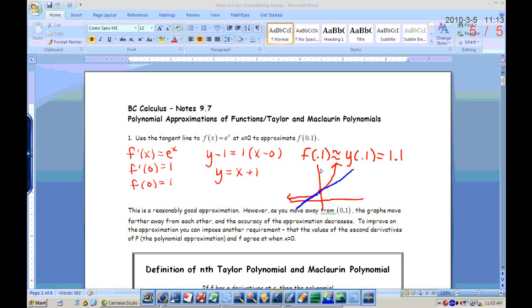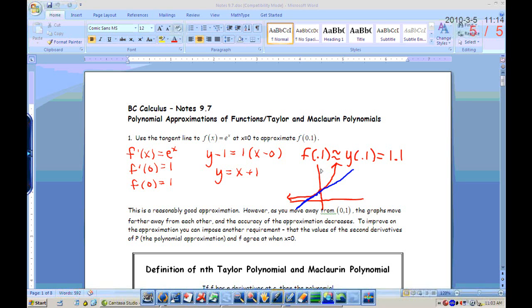However, as we move away from the point 0, 1, the graphs move further away from each other, and the accuracy of the approximation would decrease. So if I wanted to approximate, say, f of 0.2 or f of 0.3 or f of 0.5, then the actual graph and the tangent line are not as similar at those points.